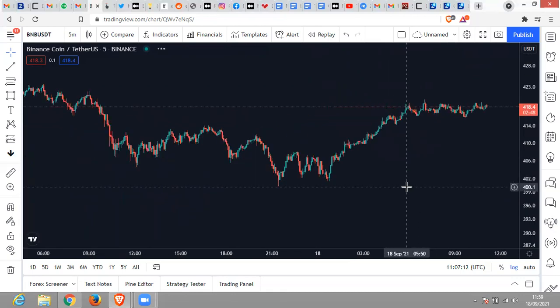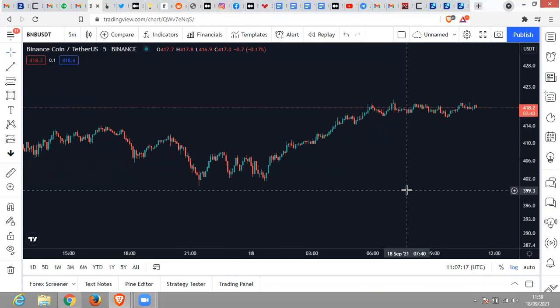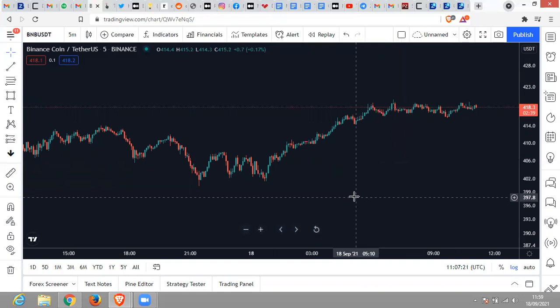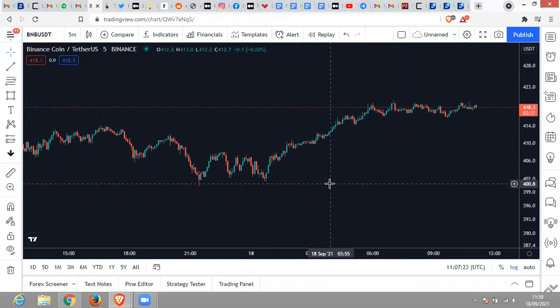Now, like I said earlier, I am going to be trading this with indicators. The indicator we're going to be using is our moving average. So I am going to be using my moving average indicator for this strategy.